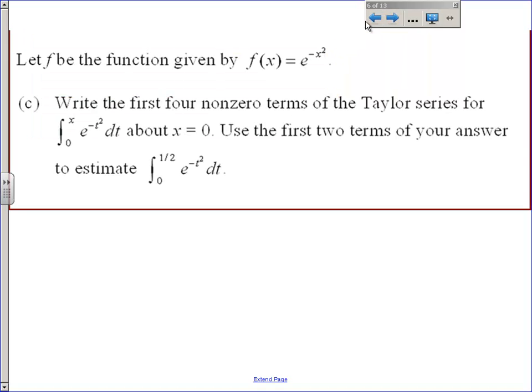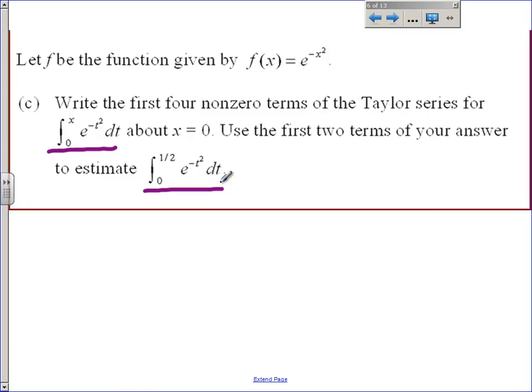And let's do a second part of this. What about the function given by e to the negative x squared? Write the first four non-zero terms of the Taylor series for the integral from 0 to x of e to the negative t squared dt about x equals 0. Then use those first two terms to estimate this integral.